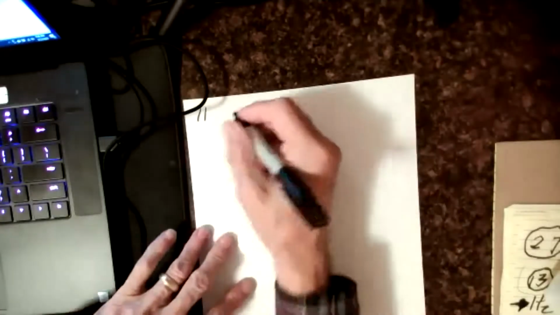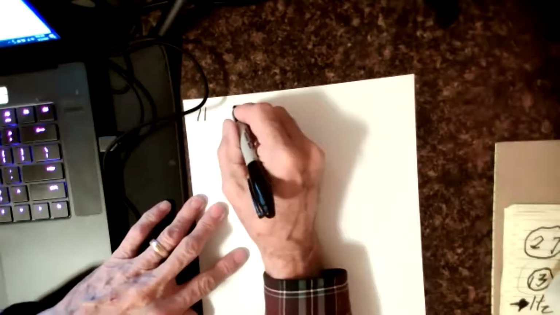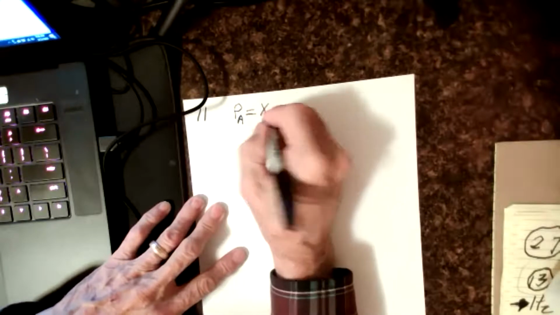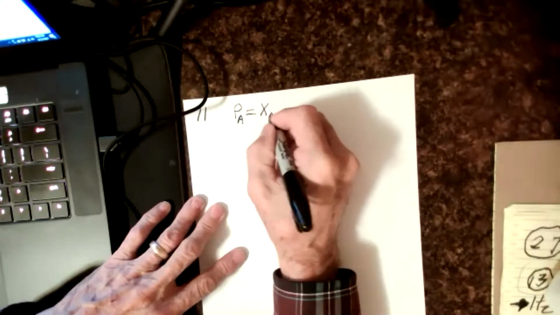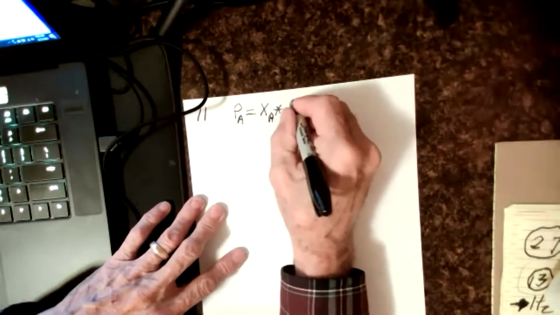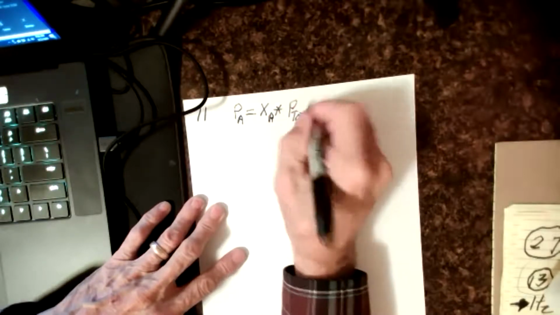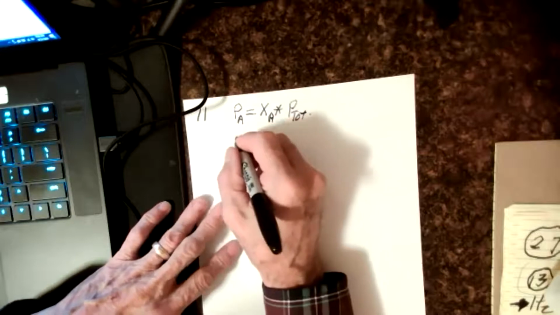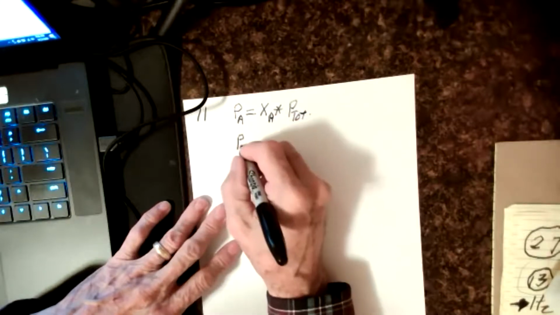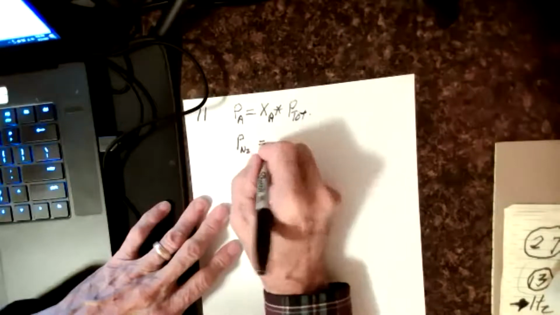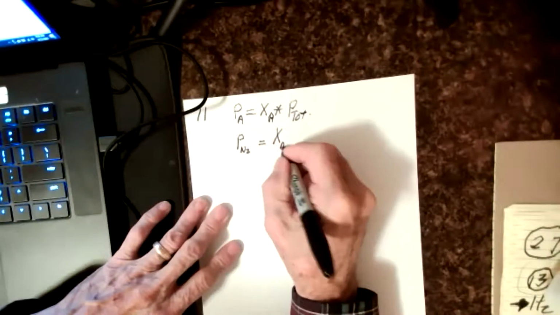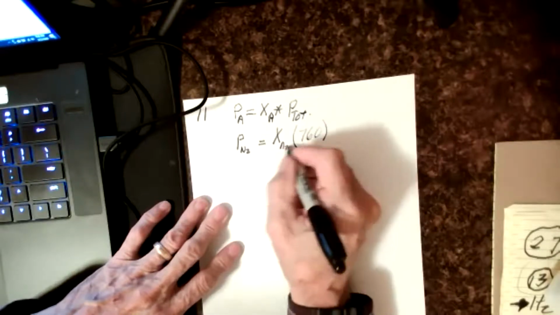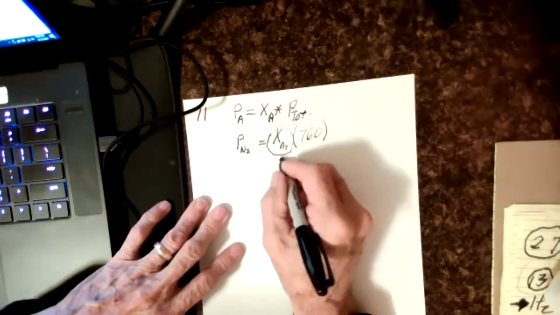All right, so the pressure of some component in a mixture is going to be the mole fraction of that component times the total pressure. And that's the statement of Raoult's law. So what's the pressure of nitrogen? That's going to be the mole fraction of the nitrogen times the total pressure, 760 torr. So I need to get the mole fraction of the nitrogen.